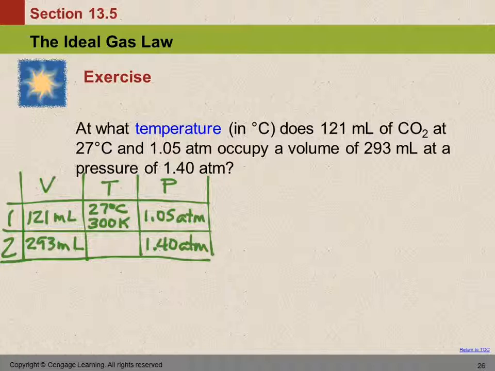We've got a blank in our column, and we also have to ask, what's the question? What temperature? Well, in this blank, we should call that T2. That's a temperature, and so that tells us we need to solve for T2. We need an equation that has volume 1 and 2, temperature 1 and 2, pressure 1 and 2. Have we seen one of those yet?